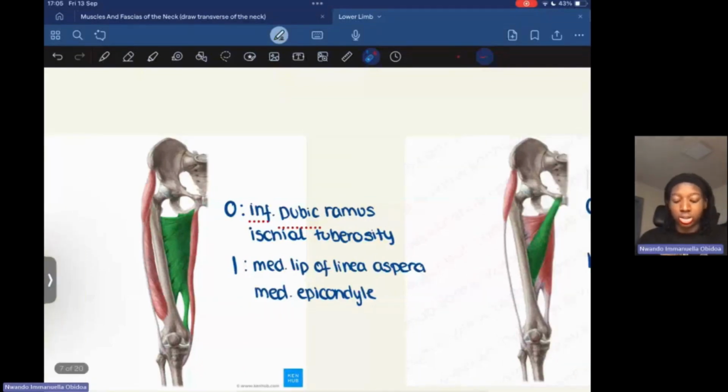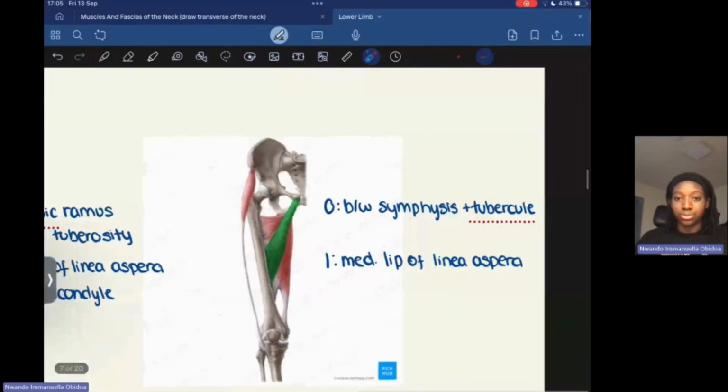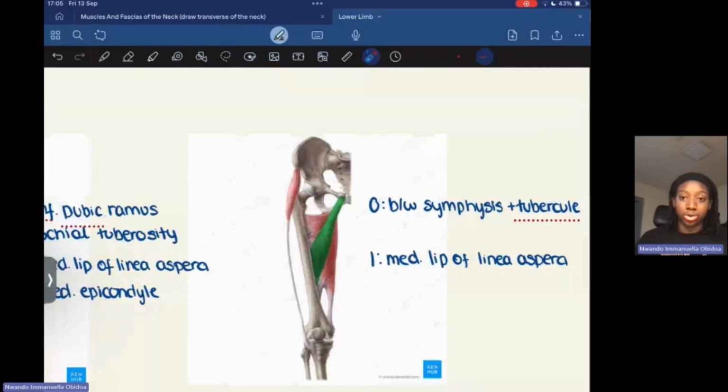And then this one is our adductor longus. Originates between the pubic symphysis and the pubic tubercle and inserts on the medial lip of the linea aspera.